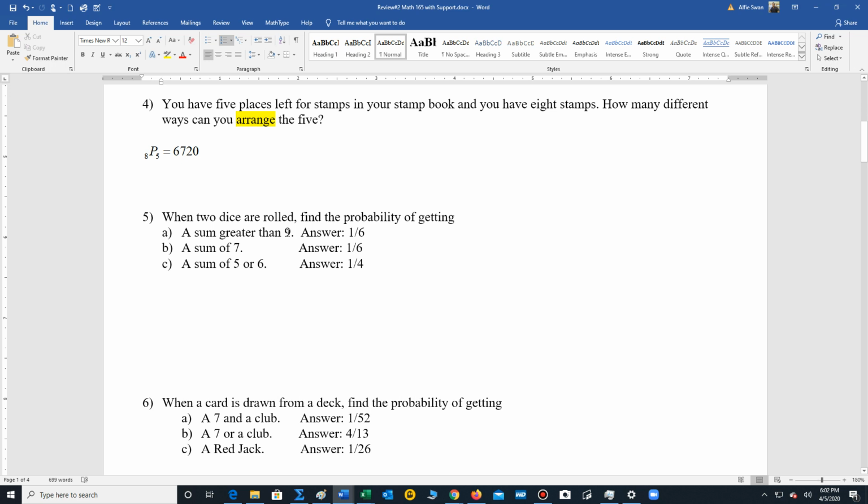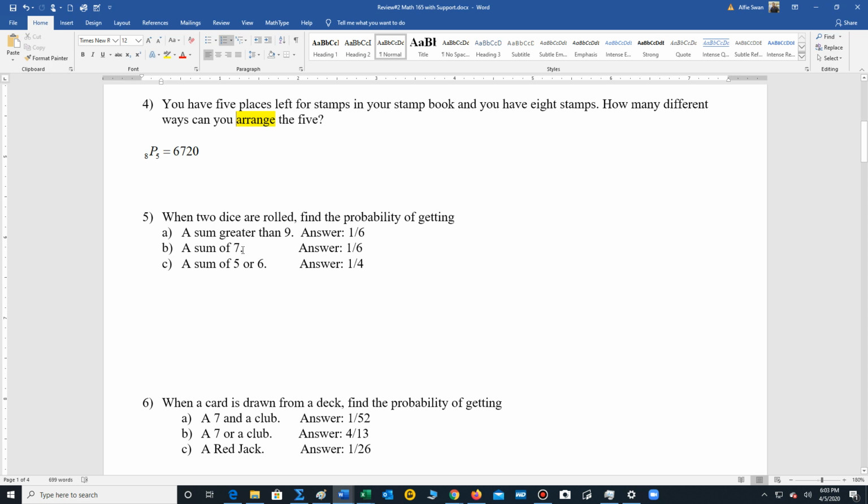When 2 dice are rolled, find the probability of getting a sum greater than 9, a sum of 7, a sum of 5 or 6. So a sum greater than 9 would be a sum of 10, 11, and 12, while there's 6 possibilities out of 36, which reduces to 1/6.